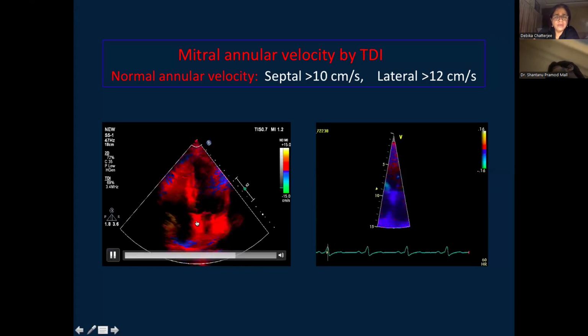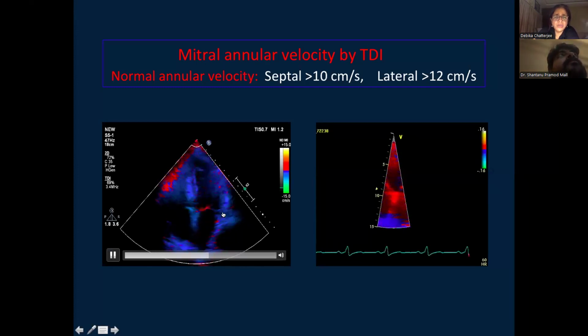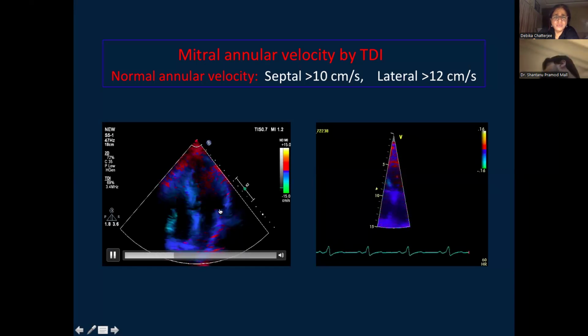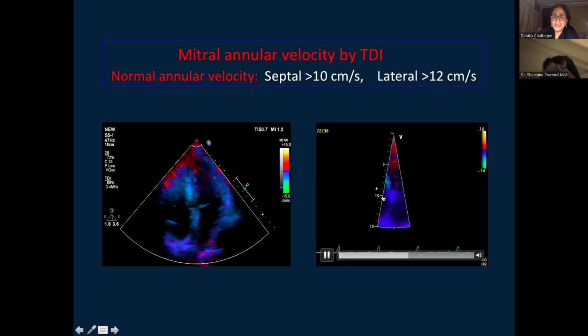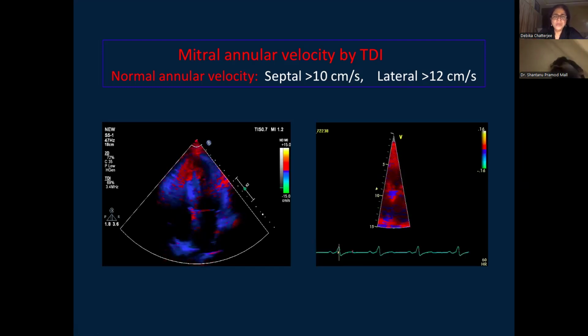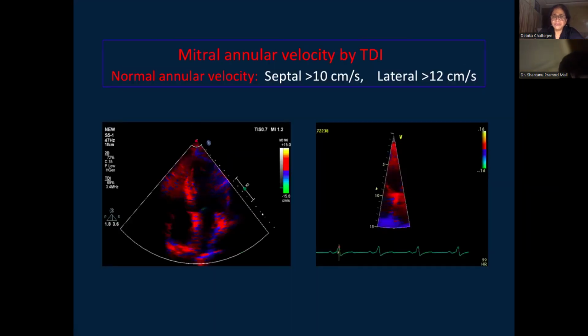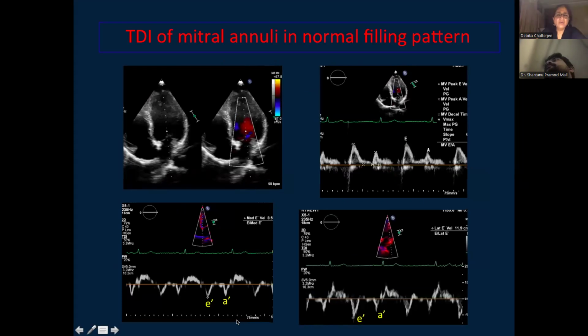So mitral annulus, here is the septal mitral annulus, and here is the lateral annulus. So we are going to measure the diastolic velocities of these two annuli. Before measuring, we reduce the sector width to get a higher frame rate, which is necessary for tissue Doppler imaging. Now, normally, the velocity of the septal annulus is more than 10 centimeter per second, and of the lateral annulus is more than 12 centimeter per second. So let us see how it goes.